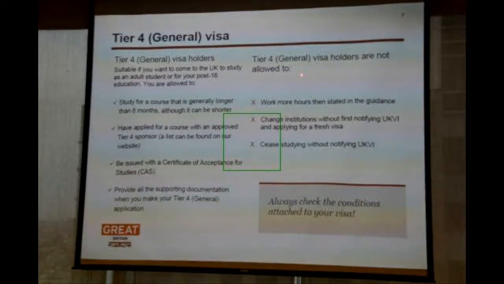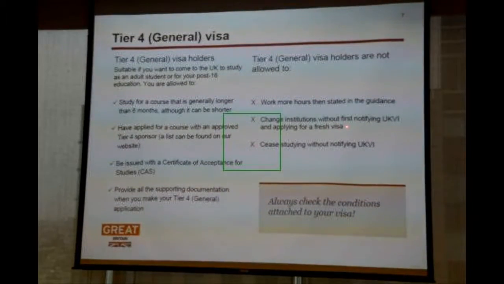What you're not allowed to do as a Tier 4 general visa holder is work more hours than is stated in the guidance. Okay, so depending on the level of study and the duration of your study, you might be able to work part-time, up to 20 hours a week, maybe 10 hours a week, or maybe nothing at all. But that is very clearly stated on the residence permit card that is issued to students in the UK when they arrive. And again, I'll go through that process a little bit later.